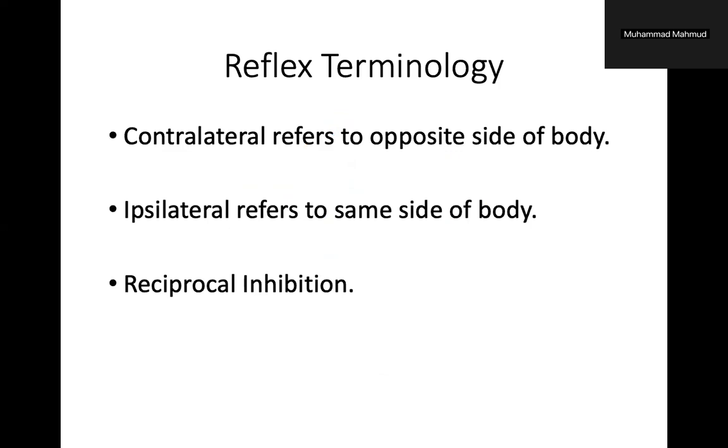These are the words we use for reflexes. Number one is contralateral. Contra means opposite, so the opposite side of the body. Ipsilateral means the same side. And reciprocal inhibition means that one muscle is contracting on one side of the joint, and the muscle on the other side will be relaxing.